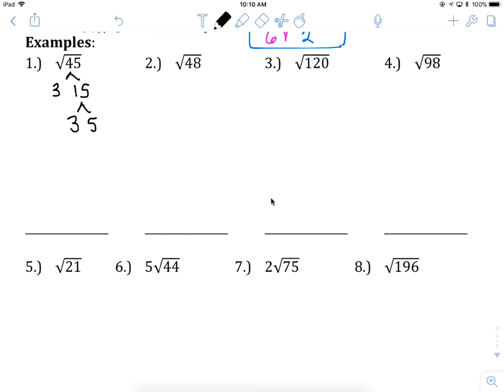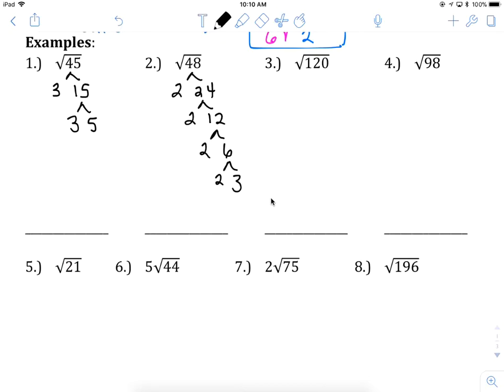Let's try 48. Does 2 go into 48? Yes. 2 and 24. Does 2 go into 24? Yes. 2 and 12. Does 2 go into 12? Yes. 2 times 6. Does 2 go into 6? Yes. 2 times 3. 3 is prime, so we stop. Notice all the 2's should come first, then all the 3's. We might get to 5. We might get to a 7 or even an 11. Just depends on how far we get.